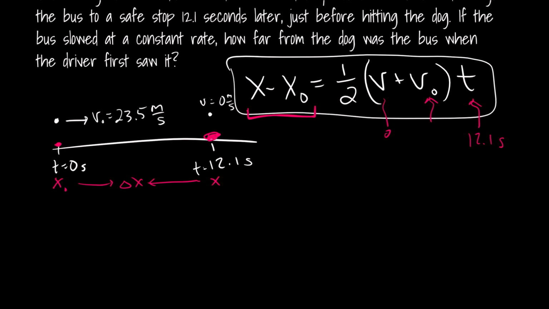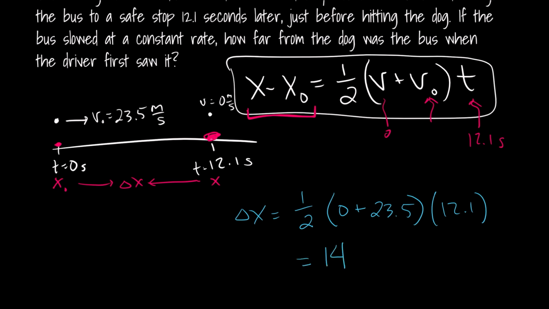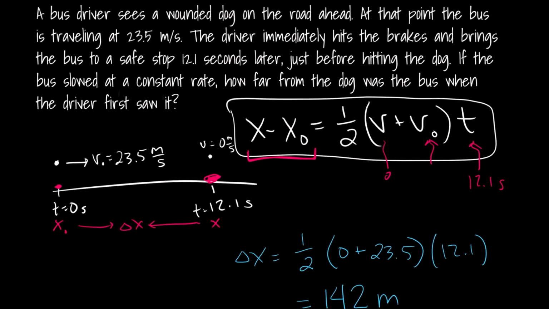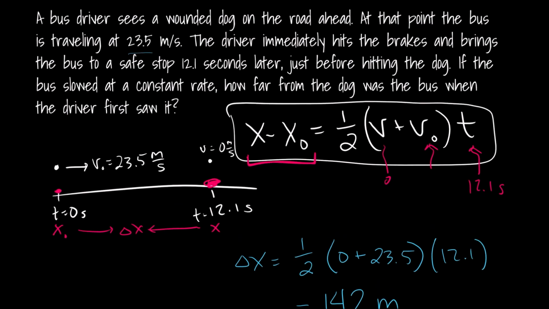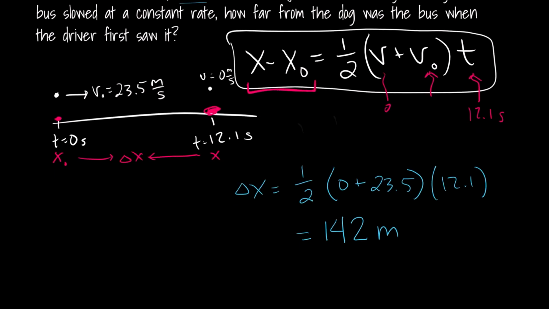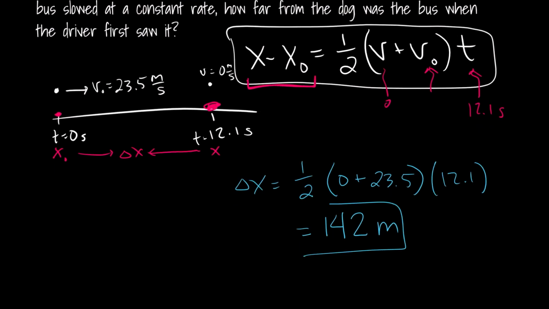So let me change colors here. We got our displacement, which is what we're trying to solve for, is equal to 1/2 times v plus v naught. Well, our v is 0, and our v naught was 23.5. That's 23.5. And then our time is 12.1 seconds. We plug that into our calculator and we get that the displacement is 142 meters. We check our sig figs. Well, we have 3 significant digits, 3 significant digits. So I'm going to report my answer in 3 significant digits.